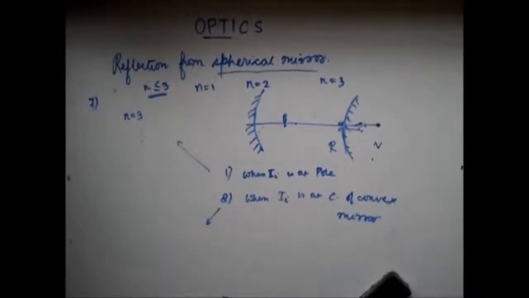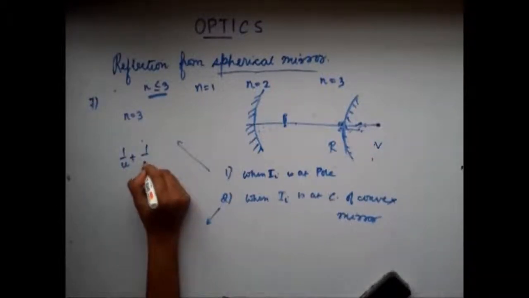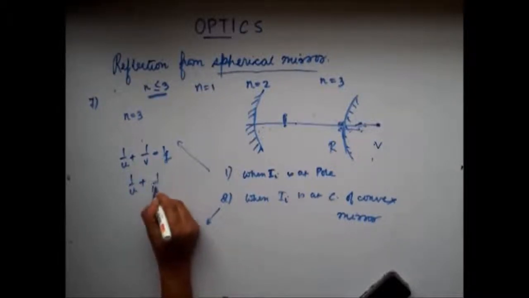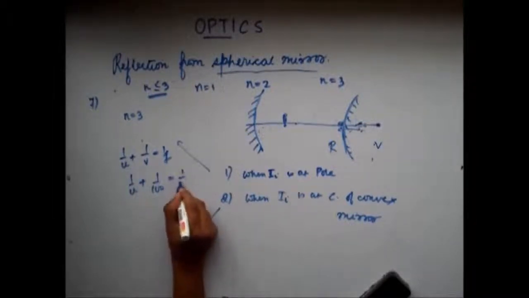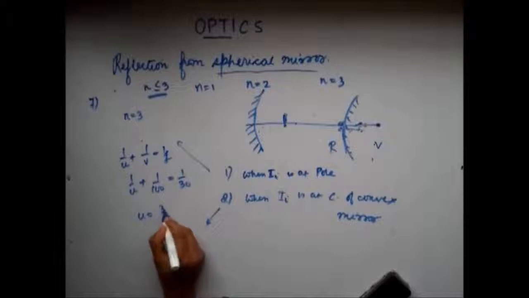When the intermediate image is at the pole, that means for the concave mirror, 1 by u plus 1 by v is equal to 1 by f. I know what v is. v is 100 centimeter and focal length is 30. From this, if you solve for u, you will get u as 300 by 7 centimeter.